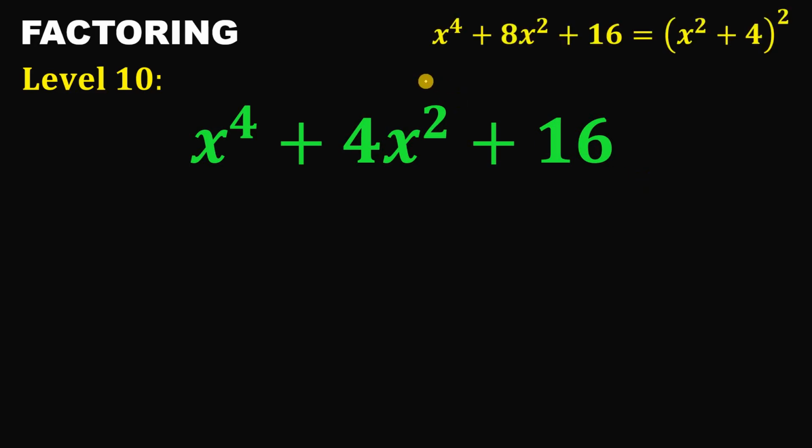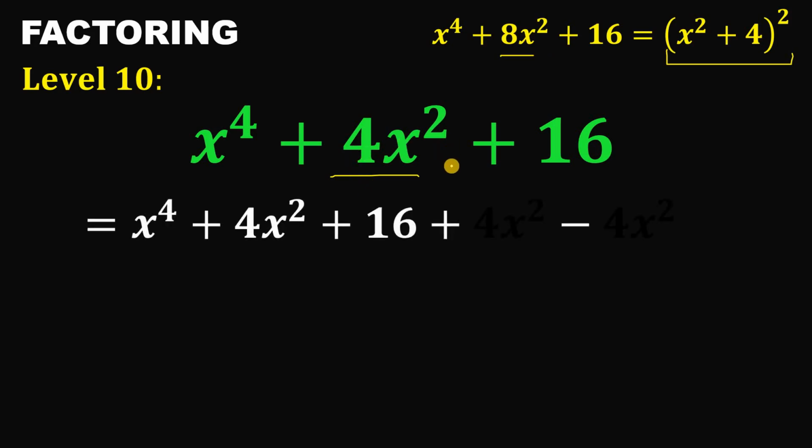So here's the solution. If this expression is 8x squared, the middle term is 8x squared, this is very simple because we can factor this out nicely. x raised to the fourth power plus 8x squared plus 16. This is a perfect square trinomial, so we can factor this out as x squared plus 4 raised to the power of 2. But here, we have 4x squared, not 8x squared. But we can make this 8x squared.